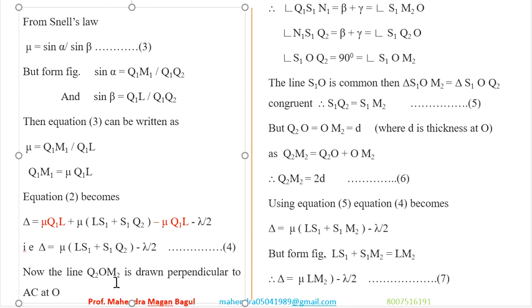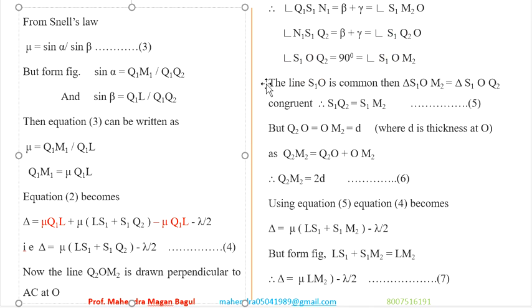Consider as equation number 4. Now, the line Q2OM2 is drawn perpendicular to AC at point O. Because of this, we get angle Q1S1N1 is equal to beta plus gamma, which is also equal to angle S1M2O. Similarly, angle N1S1Q2 is equal to beta plus gamma, which is equal to angle S1Q2O.